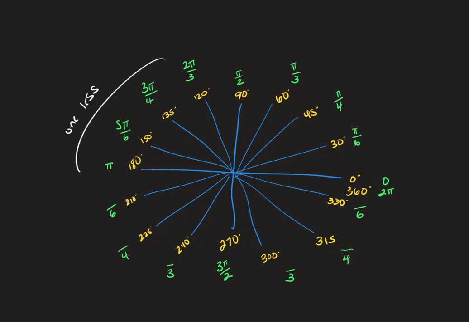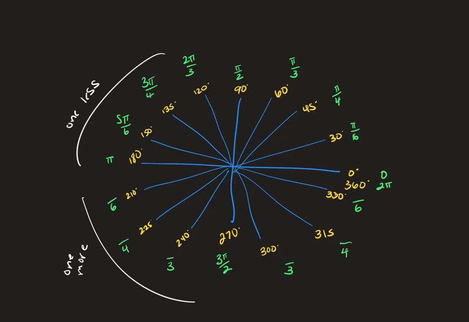What's the trick in the third quadrant? 1 more. Now we've passed 1. So it should also make sense that our numerators are now bigger. So this is 7 pi over 6, 5 pi over 4, and 4 pi over 3.